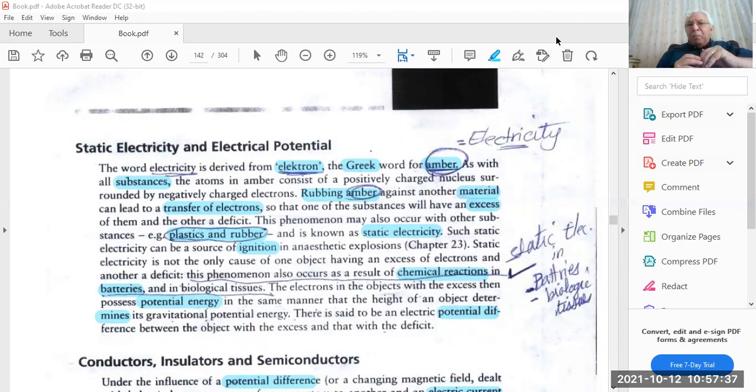This potential creates what we call static electricity, which is important during anesthesia. Whenever we use inflammable anesthetics, such circumstances can lead to inflammability and explosion accidents. So this is what we call static electricity.